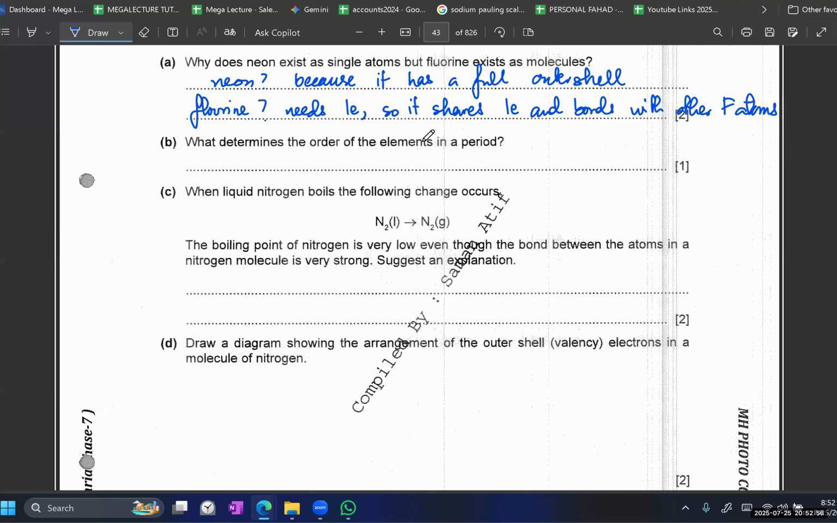Acha, what determines the order of the elements in a period? How are elements ordered in the periodic table? According to the proton number. Okay, not the nuclear number. They are all arranged according to the proton number.